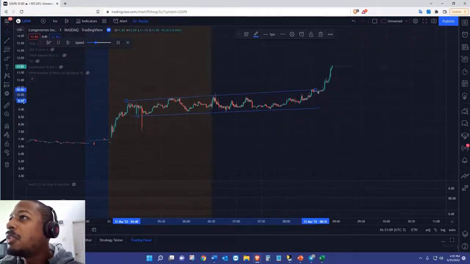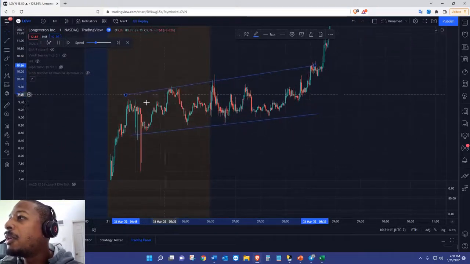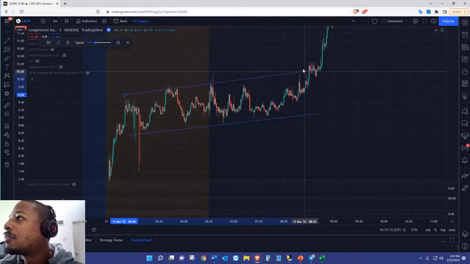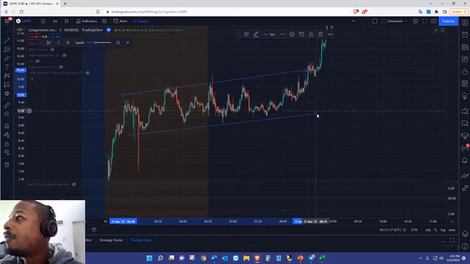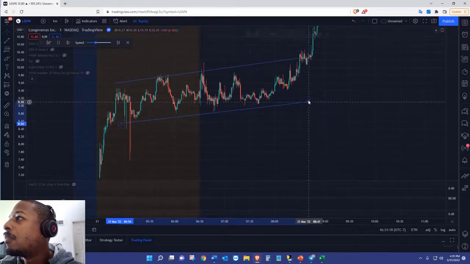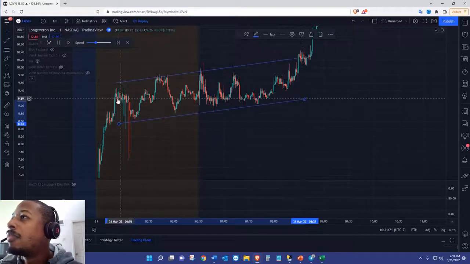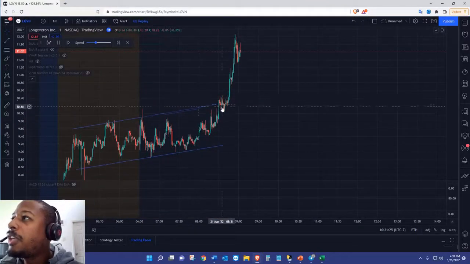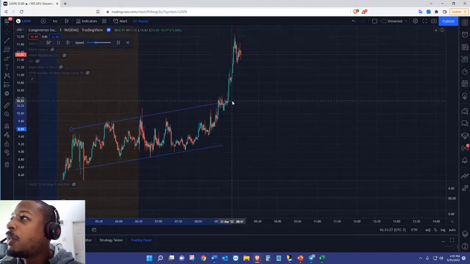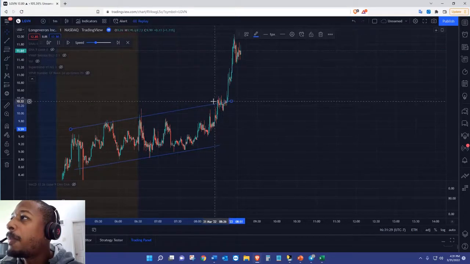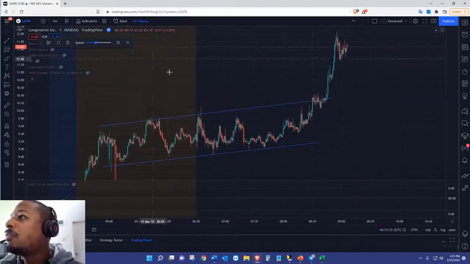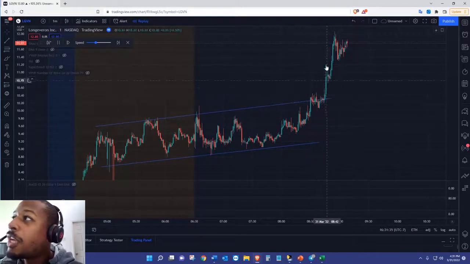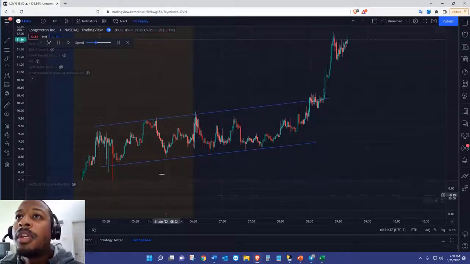And actually, let me zoom it in so we get a little bit more detail there. Voila. So this right here is a perfect example of when you want to wait for a confirmation of a breakout. And you can see, let me rewind this a little bit if I can, once that breakout happens, you have all this massive run up here.